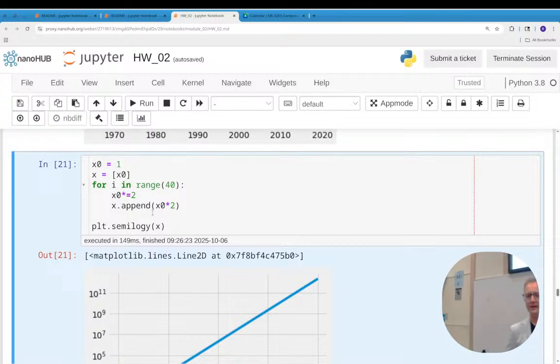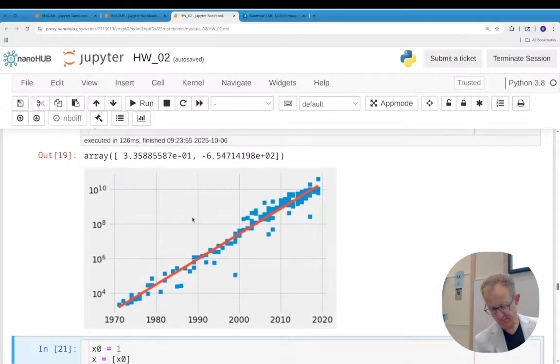Thinking about it. Yeah, what does this mean? We did a thing. We plotted some stuff. We did a fit. What does that fit actually tell us? What do we know about it?